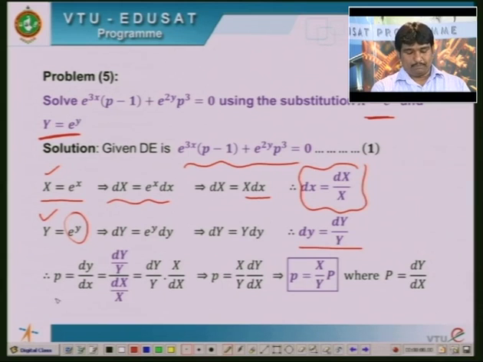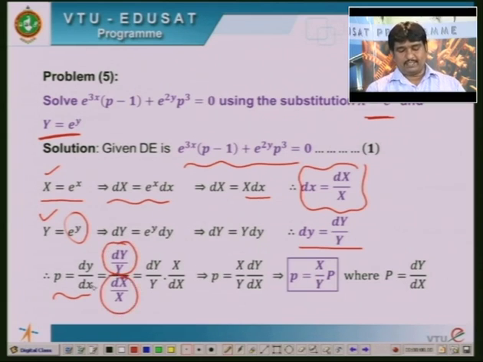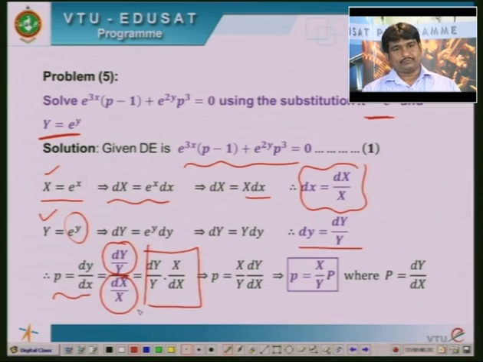Now small p, we know that p is dy by dx. Now I'll substitute for dy. Dy is d capital Y divided by capital Y, and d small x is d capital X divided by capital X. You can write this as dY by Y into X by dX. Therefore, small p is X by Y into d capital Y by d capital X. I'll treat this derivative d capital Y by d capital X as capital P.